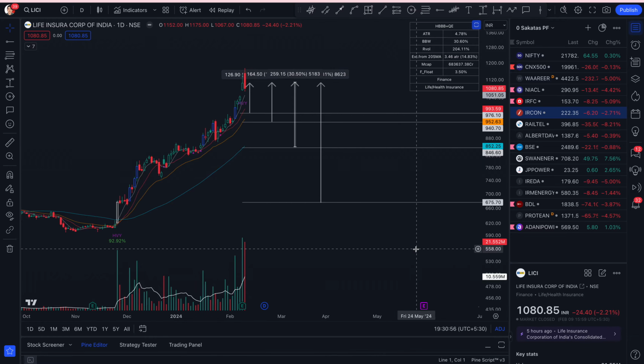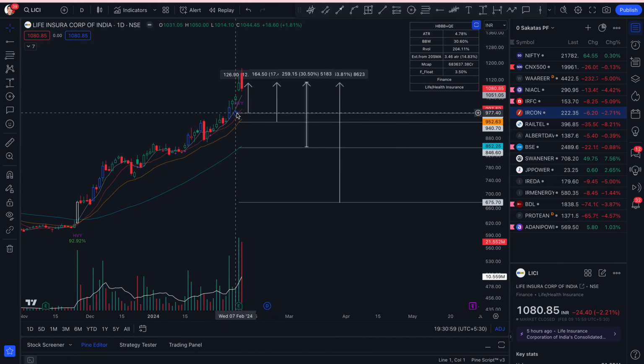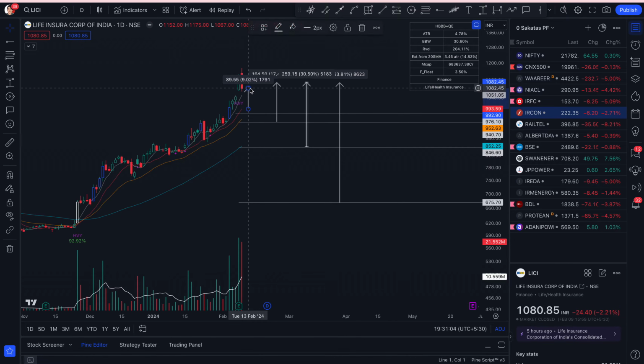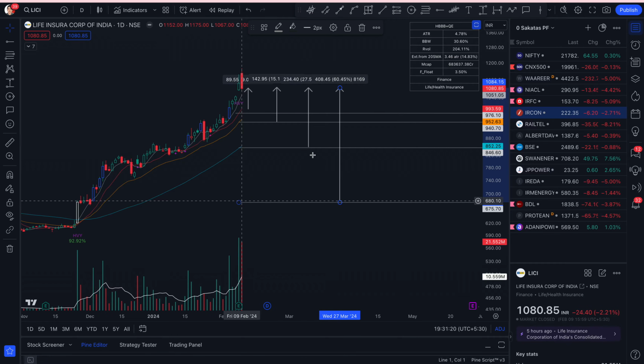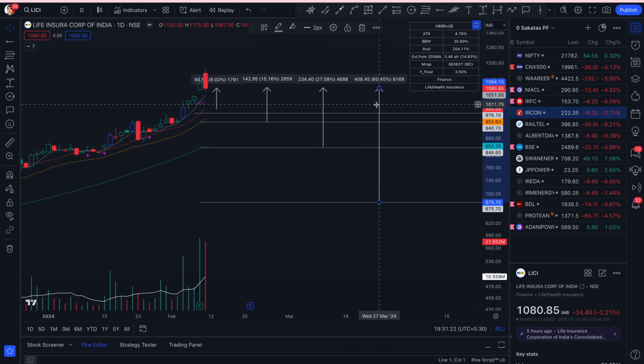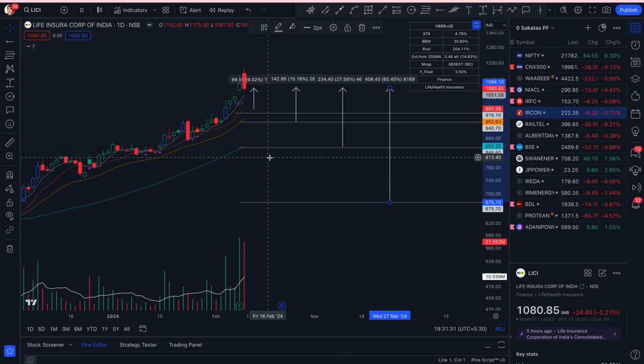For example, LIC right now. There are 4 moving averages here. One is the 10 DMA. This was yesterday's calculation. Right now the stock today is 9% extended from the 10 DMA, 15% extended from the 20 DMA, around 27% extended from the 50 DMA, and somewhere here is the 200 DMA, which is 60% extended. So the question then becomes, is 9% or 15% extended or overextended? That's the question we are trying to tackle here.